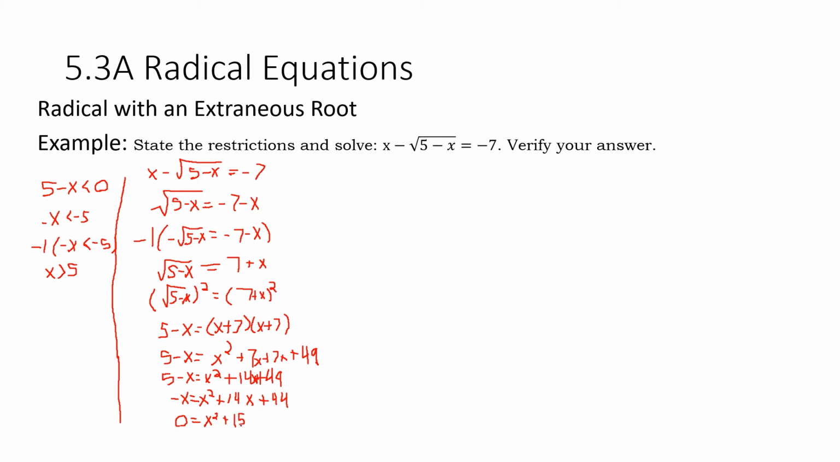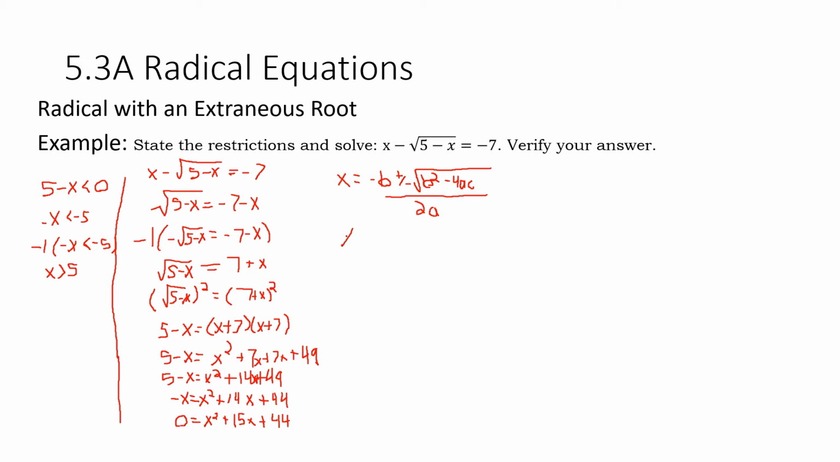And you'll have x squared, 0 equals x squared plus 15x plus 44. And from here we're going to employ our quadratic equation. So x is equal to negative b plus minus square root of b squared minus 4ac all over 2a.